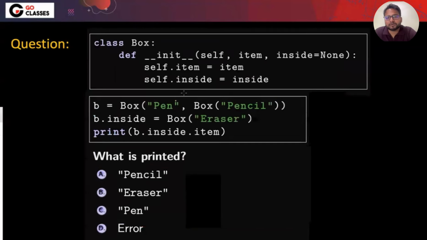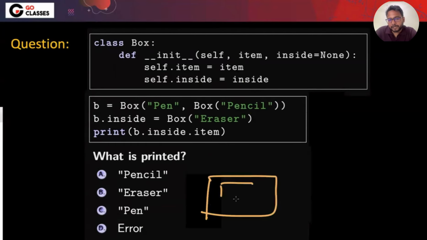Okay, now let's solve this question. So now they are saying that you are having something like this. Inside init you are just initializing like this. The default value of this is None. Now pen and pencil. So basically again the same case. Item is pen, and then it is basically referring to another object, this is B, whose item is pencil.